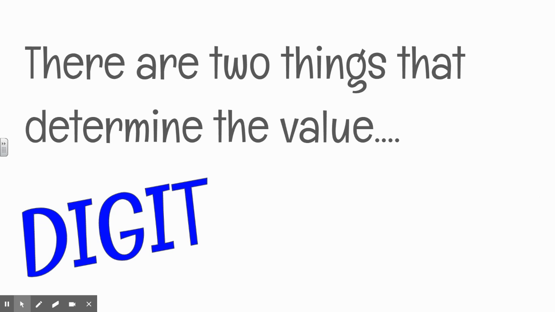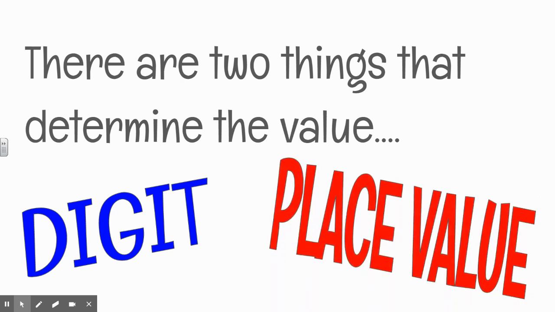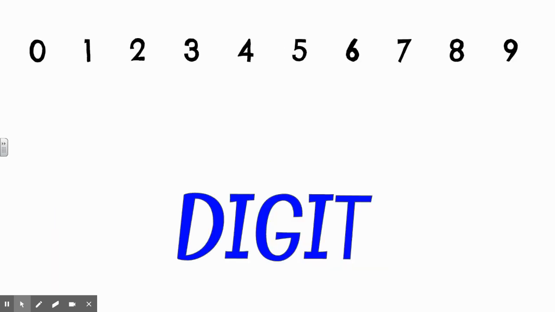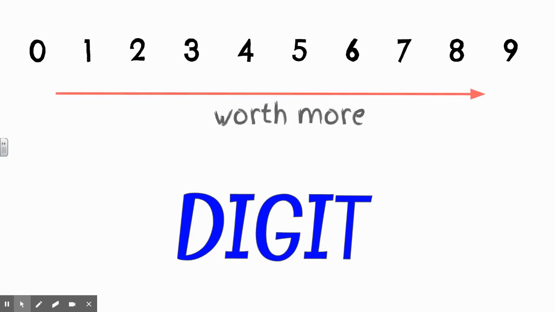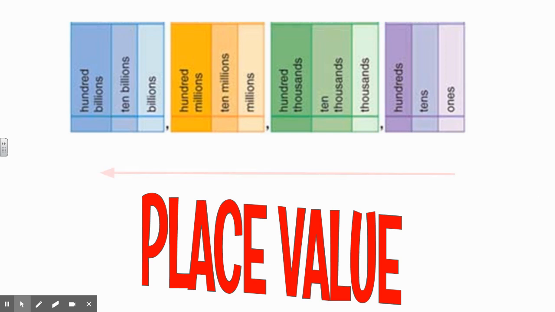But the other thing that's also important when finding the value is what place value that digit is parked in. If that digit is parked in the tens place, it's going to have a different value than if it's parked in the hundreds place, okay? So if you remember, we have 10 different digits, and we know that the further we go to the right, the more that digit's worth. Obviously, 9 is worth more than 3, right? We know that, okay? But when it comes to place value, there's our place value parking lot.